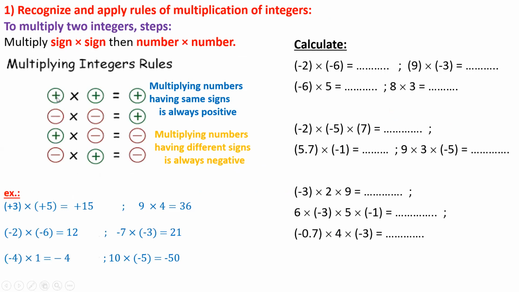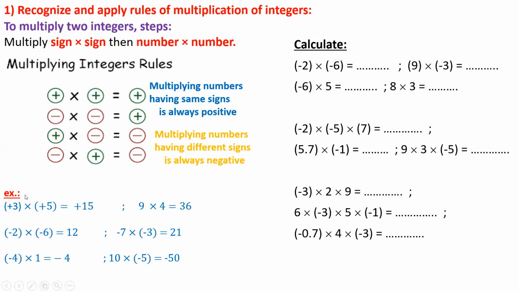For example, if I am multiplying a positive with a positive, the answer will be positive. A negative with a negative, the answer will be positive. So when I am multiplying two signed numbers having the same signs, always my answer sign will be positive. If I am multiplying a positive with a negative or a negative with a positive, having different signs, always my answer will be negative.